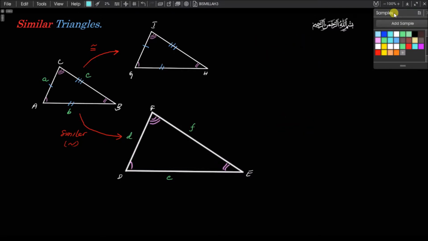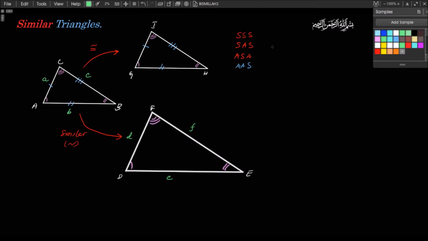Now, how do we prove triangles to be similar? If you recall, these were the ways that we proved triangles to be congruent: side-side-side, side-angle-side, angle-side-angle, and angle-angle-side. And there was another one for right triangles, the hypotenuse-leg. Now, sometimes students know side-side-side, side-angle-side, angle-side-angle, and angle-angle-side, and that's how you prove triangles to be congruent.